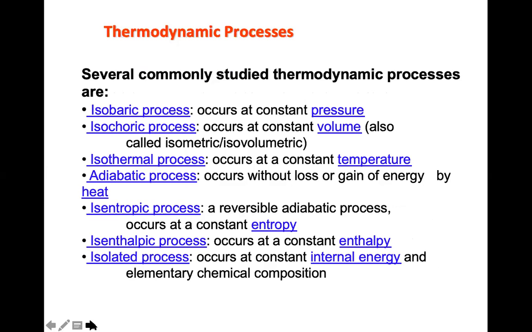Isobaric process occurs at constant pressure. So there are several processes. One is the isobaric process, which occurs at constant pressure. Isochoric process occurs at constant volume, also called isometric or isovolumetric process. Isothermal process occurs at constant temperature. An adiabatic process occurs without loss or gain of energy by heat.